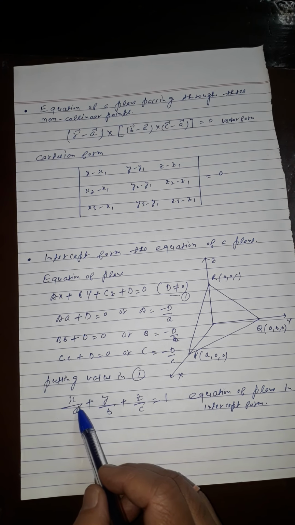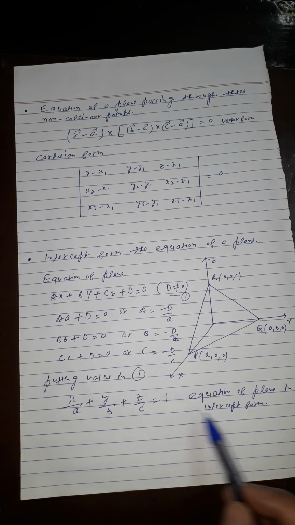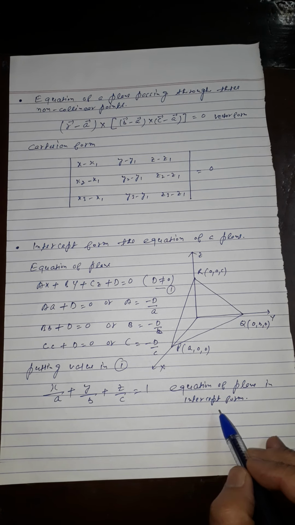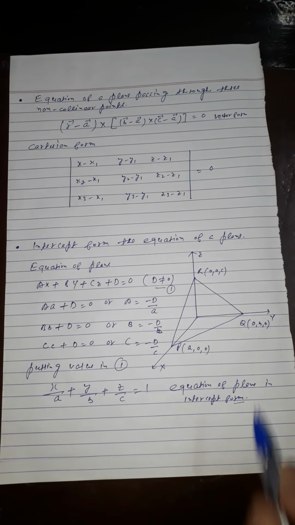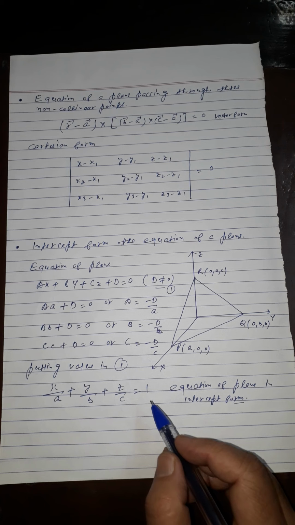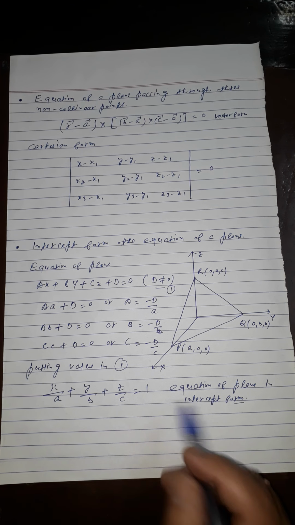Then, students, this will come as x upon a plus y upon b plus z upon c, that is equal to 1. This is the equation of the plane in the intercept form. This is very important, students, and we will use this intercept form of the equation of the plane when we discuss the exercise questions.